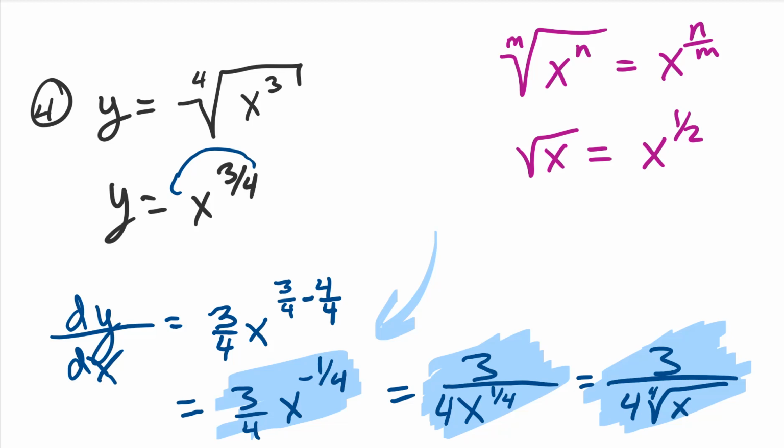Maybe we'll talk about tangent lines and normal lines, maybe a constant multiple rule, stuff like that.